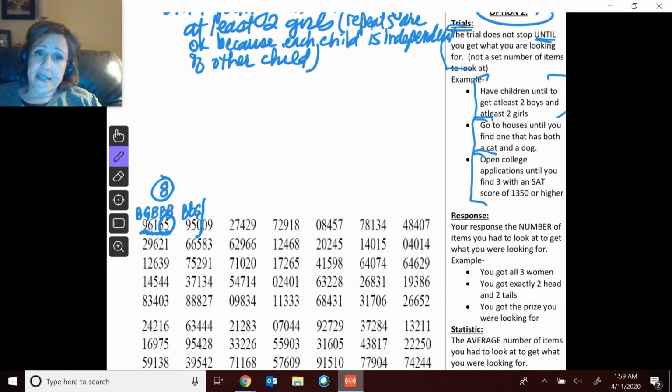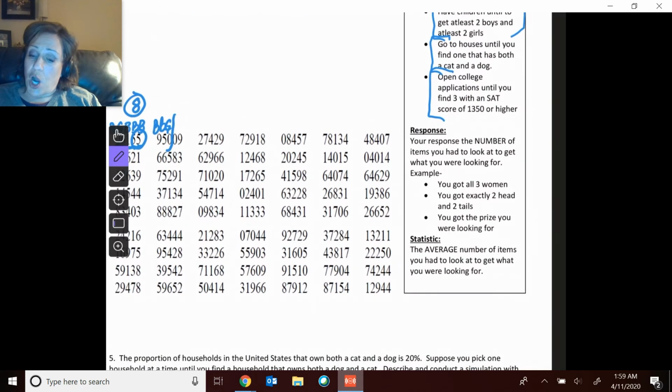a trial consists of what do you ignore? Your response is critical. What do you look for? Okay, so our response is the number of items you had to look at to get what you were looking for. So, how many items? Oh, this is not correct right here. My bad. I have that written wrong. So in this case, yikesies.